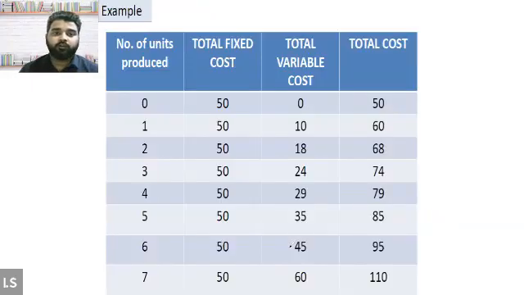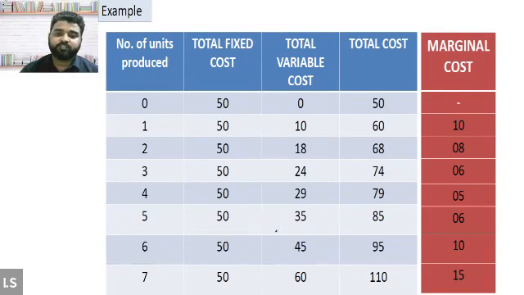Okay, through this table I have tried to explain the calculation of the marginal cost and the behavior of the marginal cost. We have the output, fixed cost, variable cost, and the total cost given on this table. From this information we will find out the marginal cost, right? So this is how marginal cost will be calculated. For the zero unit, you won't be able to calculate marginal cost, so we will be skipping that part.